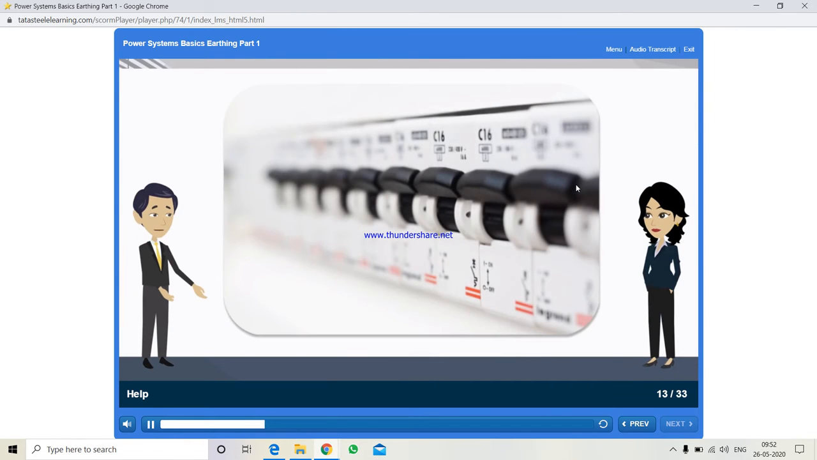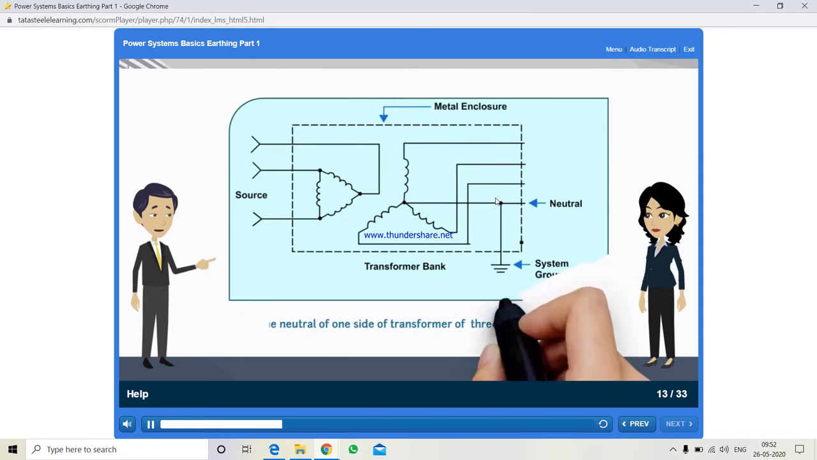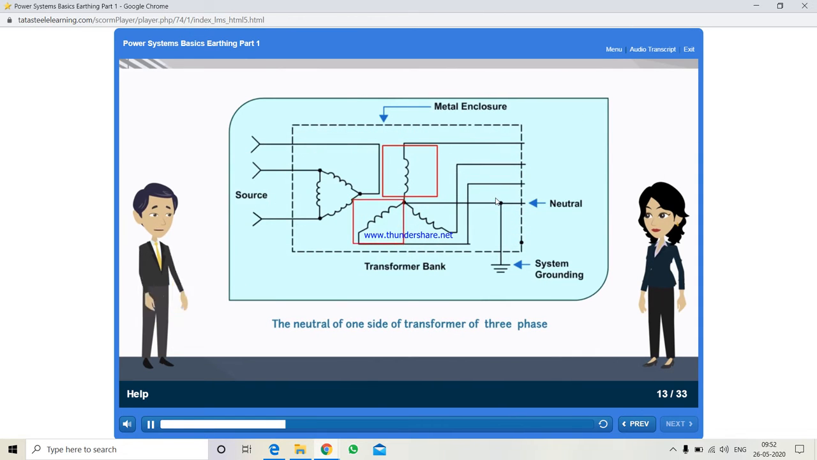To answer your question, what is to be earthed? There are quite a few points to consider. Firstly, the neutrals of all power systems should be earthed, such as the neutral of one side of transformer of three-phase bank. As you can see in this image here, there are three phases and the neutral point is grounded.